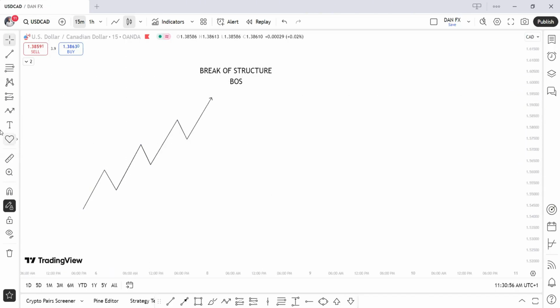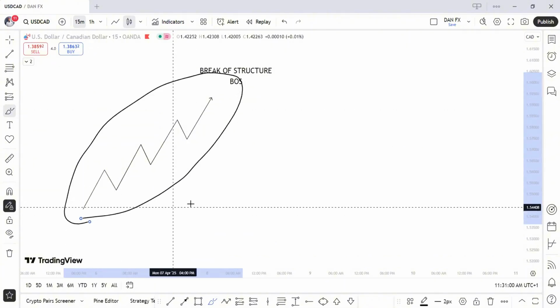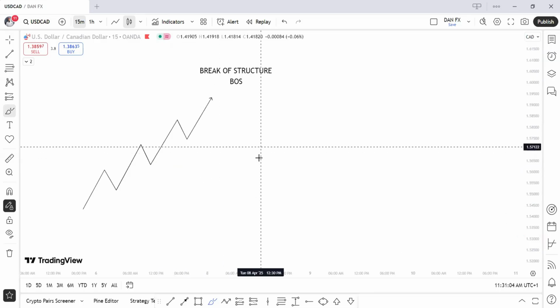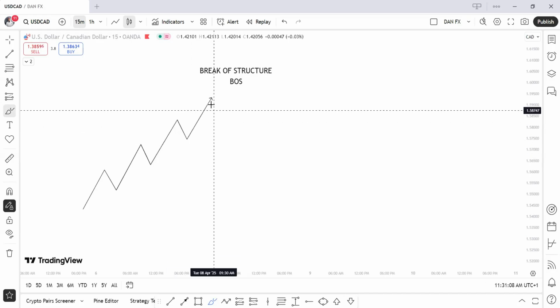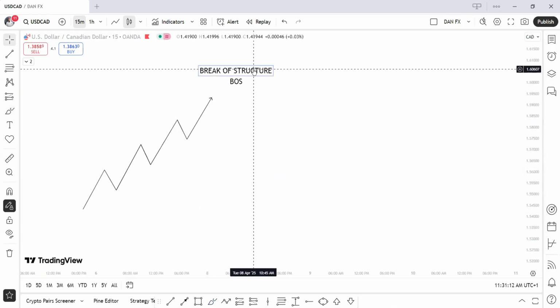So what does that mean? It's breaking the structure of the uptrend, right? We know the structure of an uptrend is higher highs and higher lows. So whenever price changes from higher highs and higher lows to lower highs and lower lows, then there is a break of structure, because the structure of an uptrend has changed to the structure of a downtrend. So what this usually looks like on the chart is this.